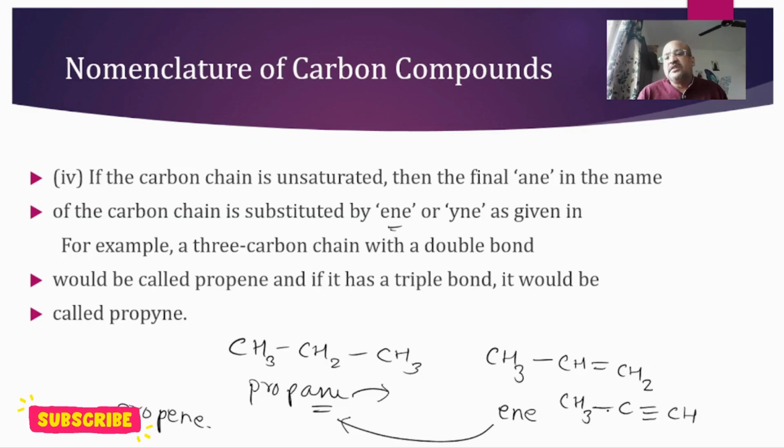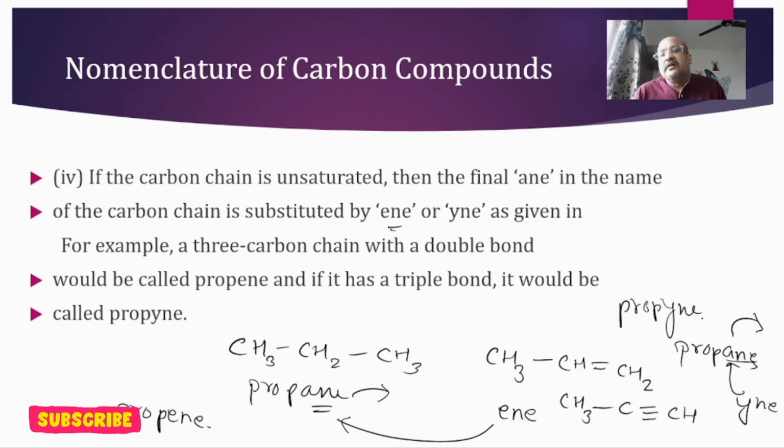Likewise, suppose there is a triple bond here: CH3, C, triple bond, CH. See the tetravalency: 3 plus 1, 4, and 1, 2, 3, 4 for this carbon. So this is a triple bond. What will happen here? Propane was there, and it will be replaced by yne. This replacement will take place, and what we get is propyne. So, for example, a 3 carbon chain with a double bond would be called propene, and if it is a triple bond, it will be called propyne.